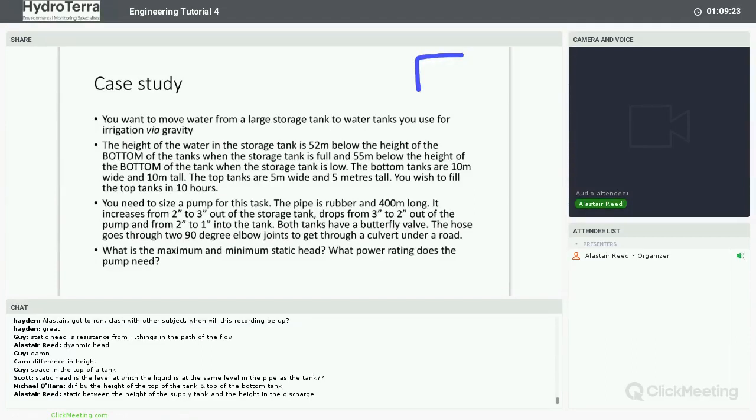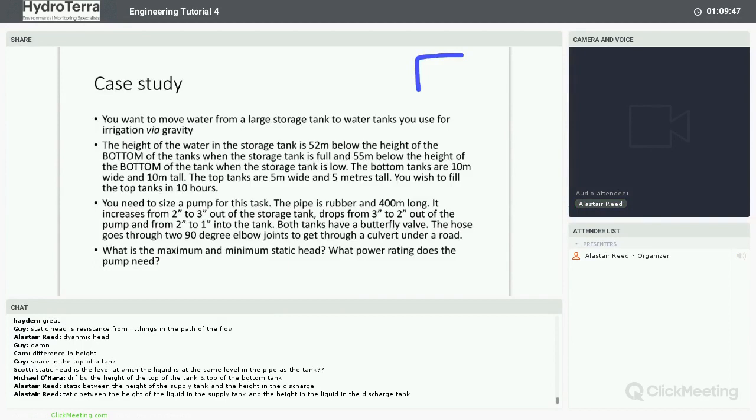So the static head, crucially, is the difference between the height of the liquid in the supply tank, sorry, that should say liquid, and the height of the liquid in the discharge tank. So that's the static head. It's the difference between the height of the liquid in the supply tank and the height of the liquid in the discharge tank.